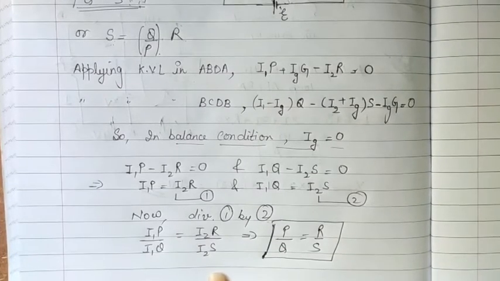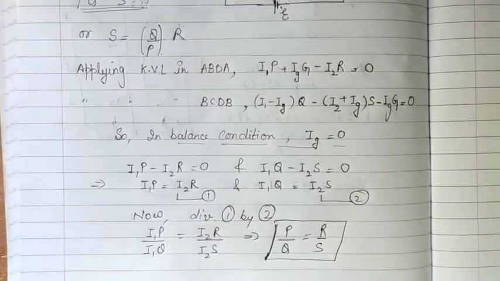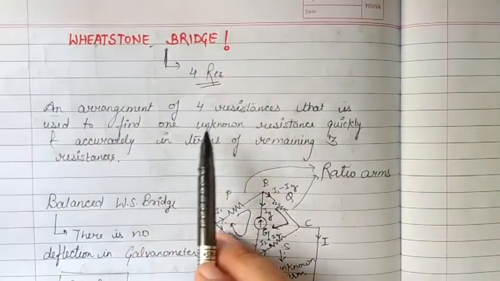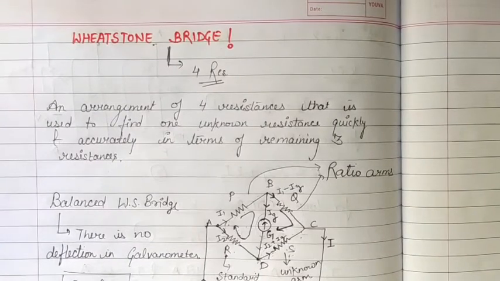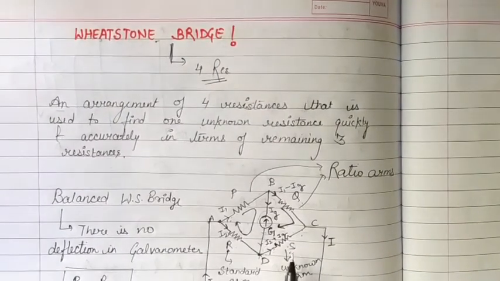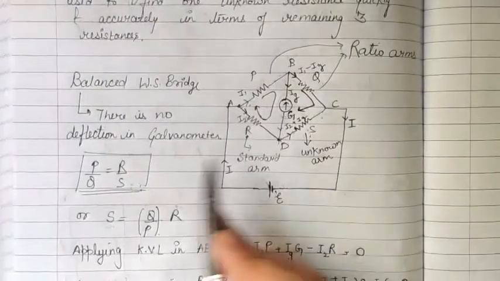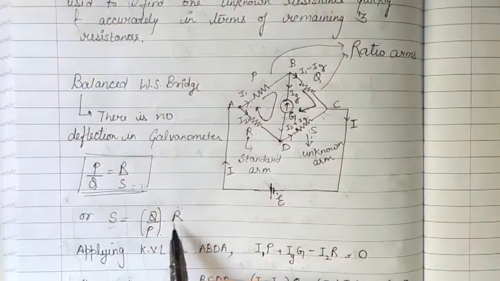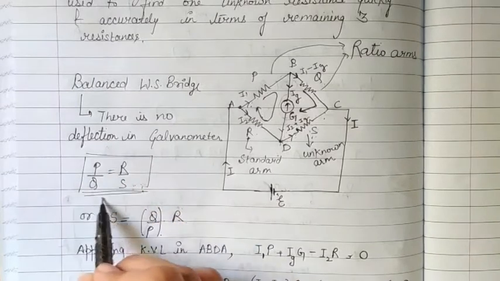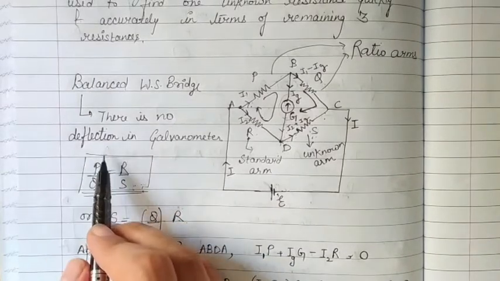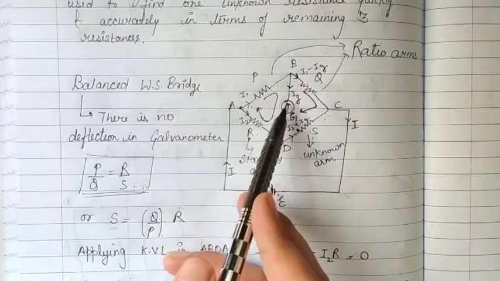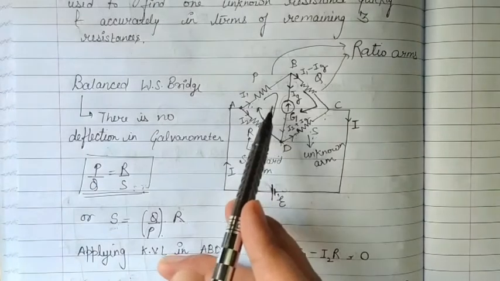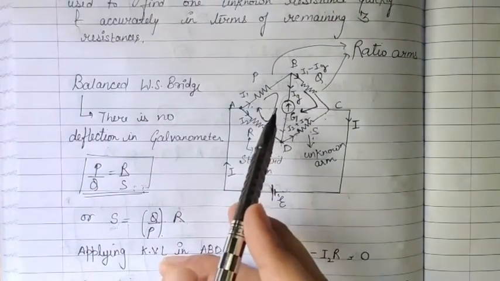Alright. So what is a Wheatstone bridge? Wheatstone bridge is an arrangement of 4 resistances that is used to find one unknown resistance accurately in terms of the remaining 3 resistances. If that unknown resistance is capital S, then we can write it as S is equal to Q upon P into R, and this condition is known as balanced condition because we considered that while writing this there is no deflection in the galvanometer, or we can say that the Wheatstone bridge is balanced.